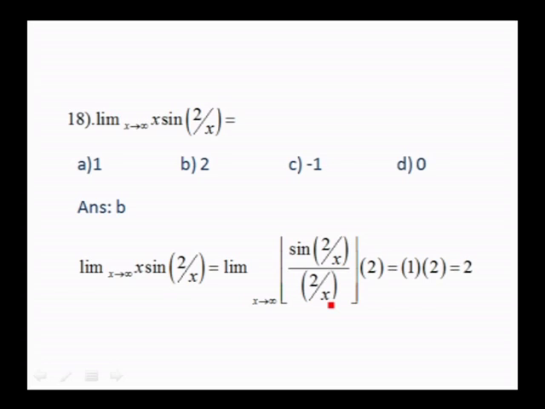Let us look at the 18th question. Limit x tends to infinity of x into sin 2/x. So as x tends to infinity, the first becomes infinity, the second sin 2/infinity, sin 0 becomes 0. So you get the form 0 into infinity which is an indeterminate. So we take that x down: sin 2/x divided by 2/x into 2. If you reform it, it is of the form sin theta by theta as theta tends to 0, because as x tends to infinity 2/x becomes 0 and this 2/x also becomes 0. So it is 1 into 2, 2 is the answer. So answer is B, 2 is the answer.